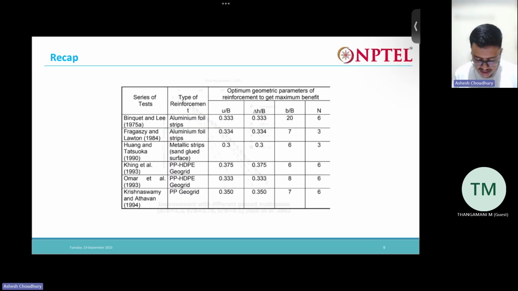Now, various researchers have given optimum parameters. U by B is the optimum depth of the first layer that should be provided. Then there is H by B, which means the optimum spacing. B by B means the width ratio. N is the number of layers. Many researchers have done many experiments with many different types of reinforcement, and they have suggested some optimum geometric parameters so that we can get maximum benefit out of them.